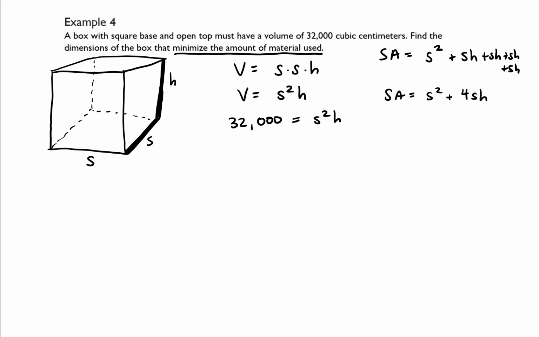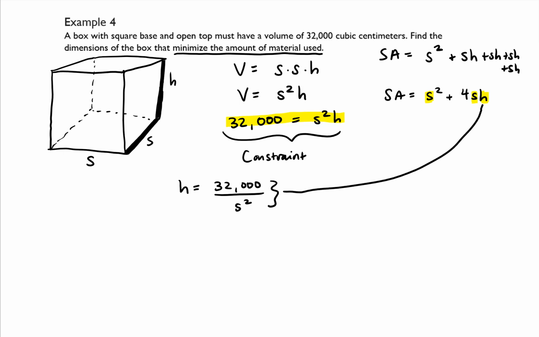And since surface area is the thing that we're trying to minimize, that's going to be the thing that we end up taking the derivative of. However, we can't do that because currently there are 2 variables. We have S and we also have H. So what we need to do is we need to use this equation, which, as a reminder, is usually called the constraint. And so if I use the constraint equation to solve for H, we end up getting H is equal to 32,000 over S squared. And now I can substitute this value in for H right there.